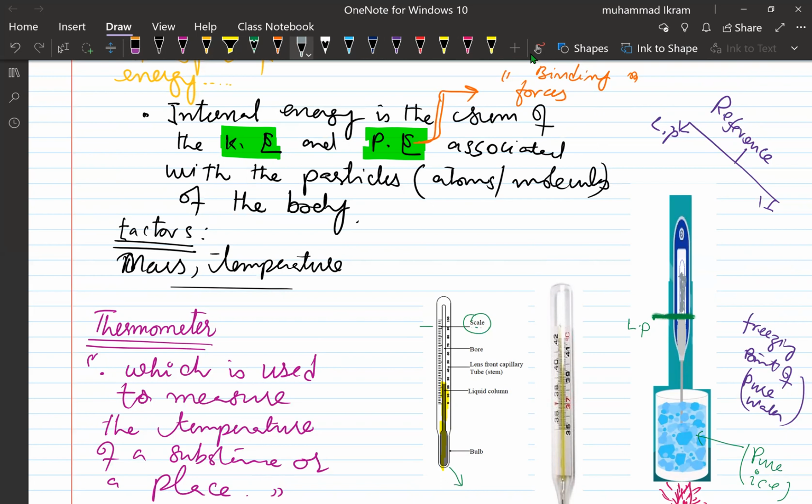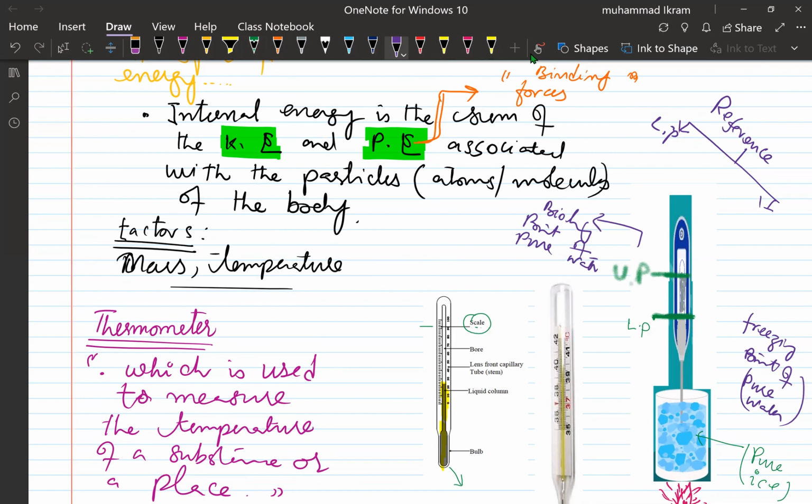So at this point I will label it as the upper reference point. Okay, so the upper reference point is taken as what? The boiling point of pure water.